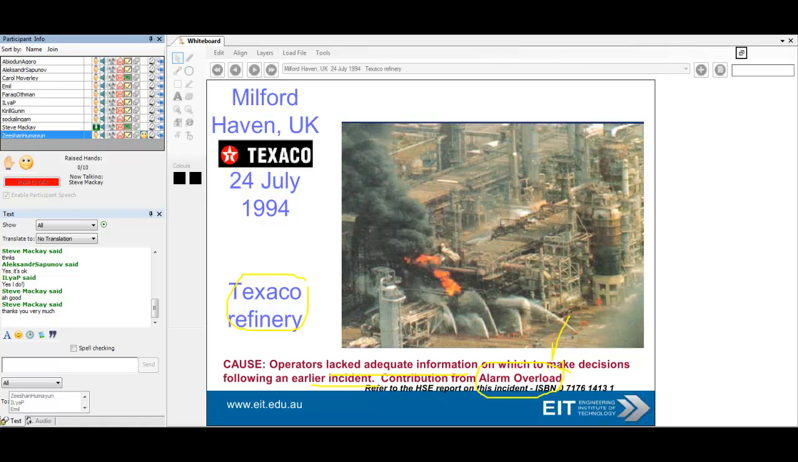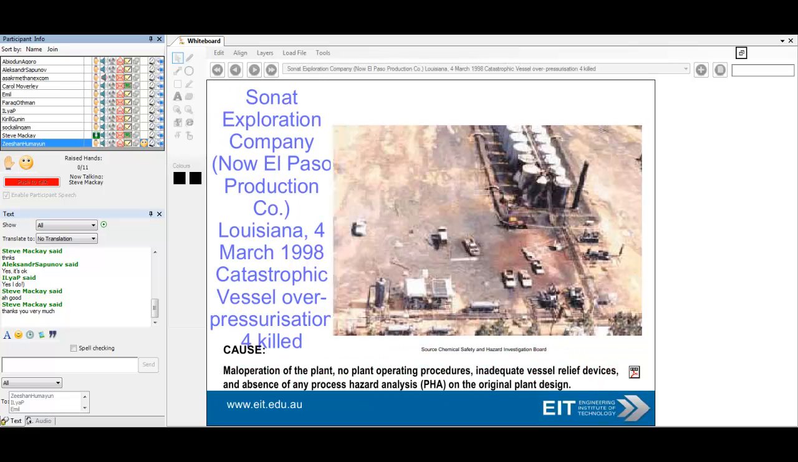Another problem here in El Paso, maloperation and bad operation of the plant, no plant operating procedures, inadequate vessel relief devices, and also no analysis of what could go wrong in the original plant design. So you remember things such as process hazard analysis. You try and look at all things that could go wrong. You sometimes hear the word HAZOPs. Very important in the design process.